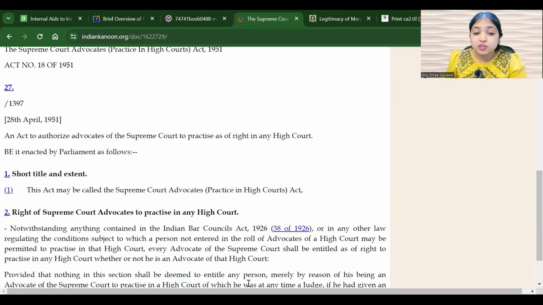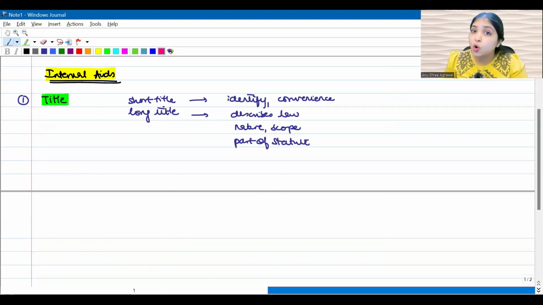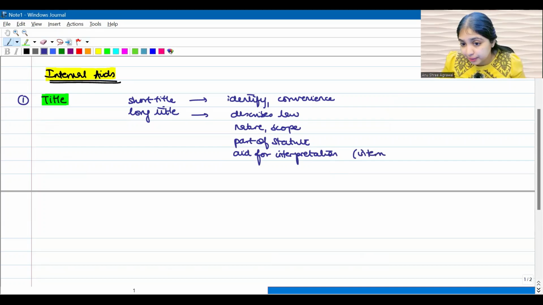All right, guys. So yes, the short title is also a part of the act. Even the long title is a part of the statute. And can it be used for interpretation? Yes, it is an aid for interpretation. It can be used for interpretation. Do you agree it is an internal aid? Yes, isn't it? It's something that we're finding within the statute itself. So it is an internal aid for interpretation.